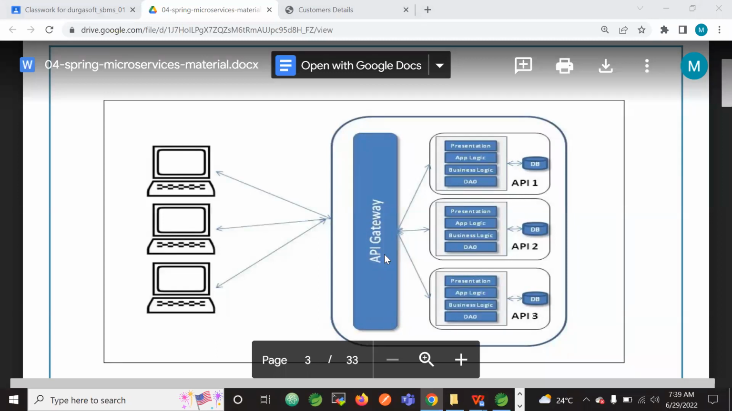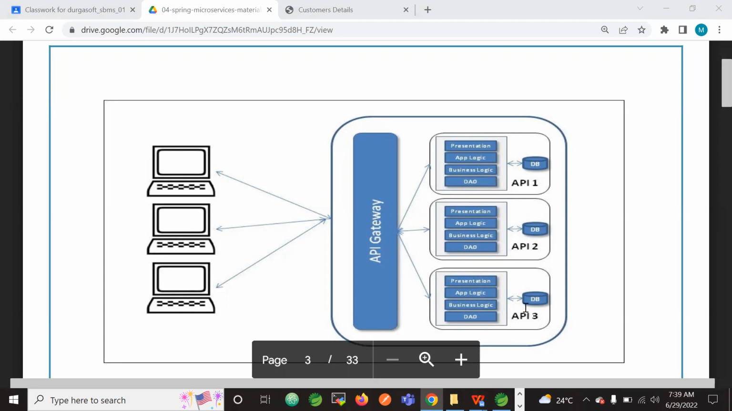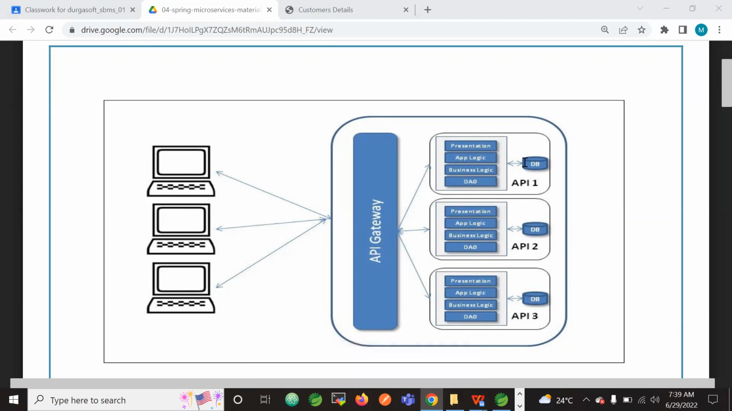Take orders management as one small, single application. Take the categories management into one small, single application. Take the customers into one small, single application, which has its own database. So this design, this architecture, solves the above said problems.